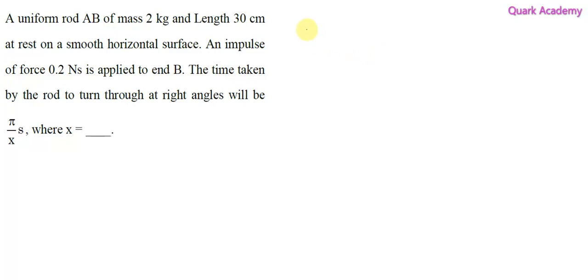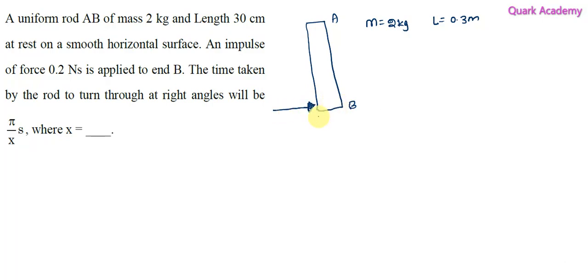There is a rod whose mass is 2 kg and length is 30 centimeter. Let's consider this is the rod whose ends are A and B and mass is 2 kg and length is 30 centimeter, which means 0.3 meters. Now, one impulse is given at the end of the rod, this B end of the rod. That impulse, let's write it as J equal to 0.2 Newton second.